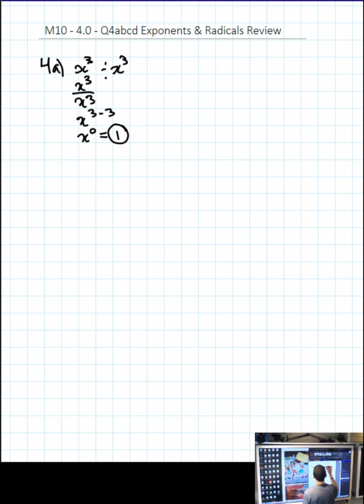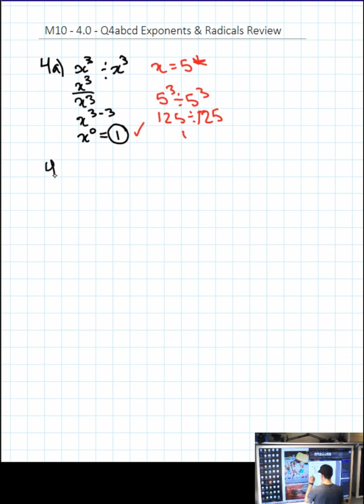Again, let's randomly choose an x value, like x equals 5, and let's substitute it in. Notice I put an asterisk because it's not actually 5. Then I can substitute into the question. 5 cubed divided by 5 cubed is 125 divided by 125, which is equal to 1. And the answer is also 1, so we know that the answer is correct.